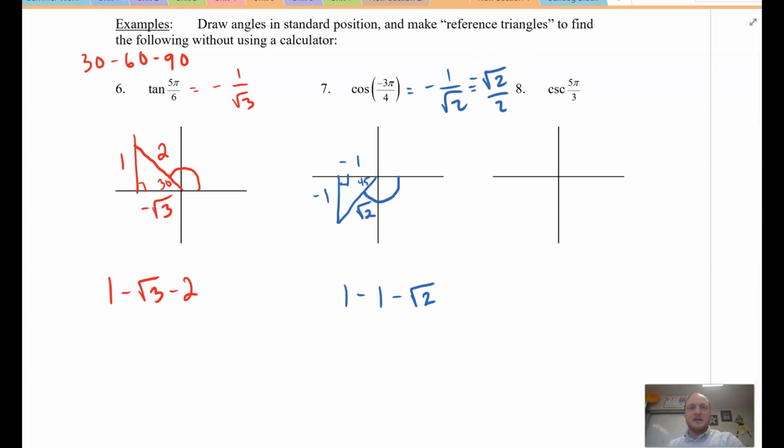Next one, cosecant of 5 pi over 3. Okay, 5 pi over 3, that is about pi thirds short of 2 pi.